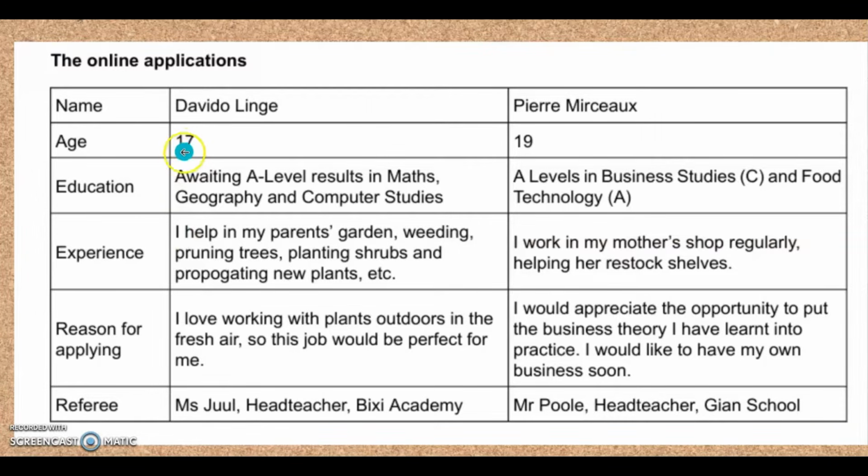Age is 17, it means Davido is 17 years of age, and in the education section, it is written that he's awaiting A-level results in maths, geography, and computer studies. Davido has studied maths. It means that he can analyze complex data. So it is the development of the same points that you are pointing out from this application. So with the background in the computer studies, because he has studied computer studies as well, Davido can handle technical issues, and we can say he stays up to date with the latest advancements.